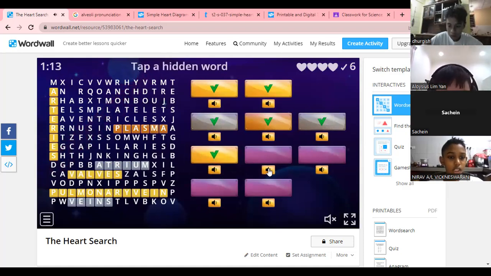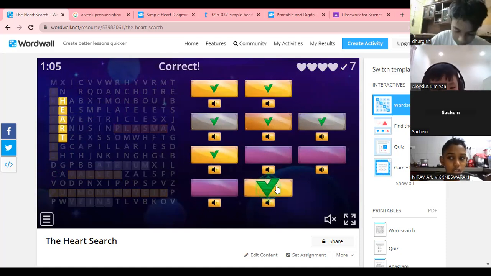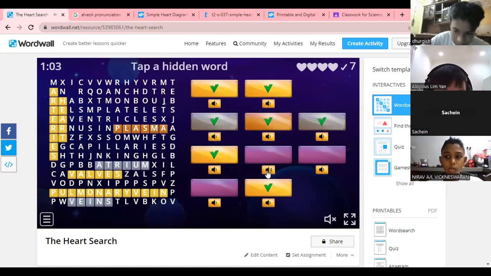Platelets. I want to search for heart then. Okay, where's the heart? On the left. Okay, next word. Platelets. Teacher, above plasma. Good.